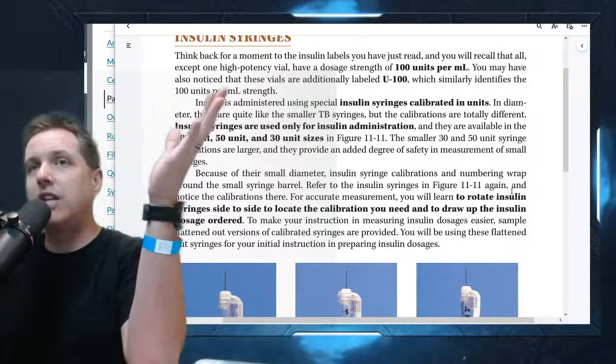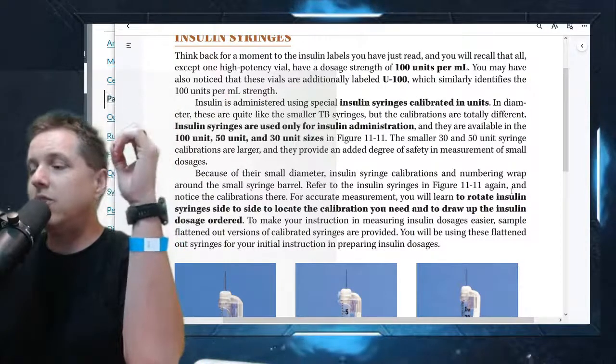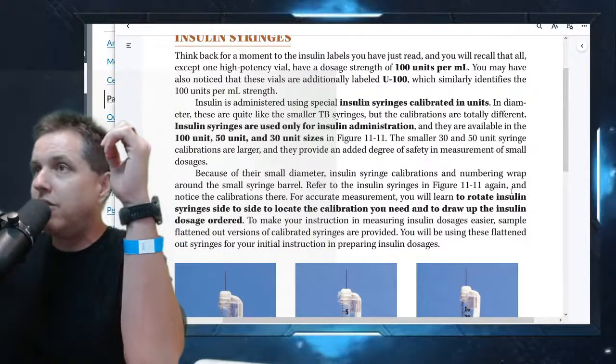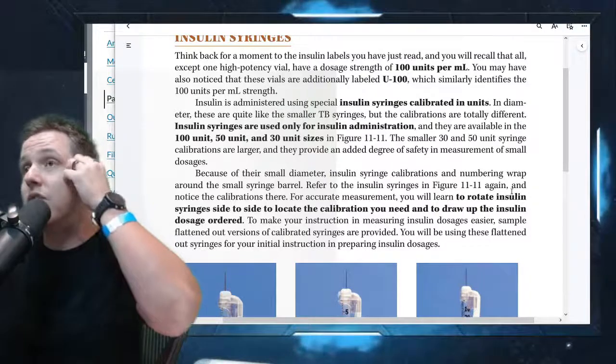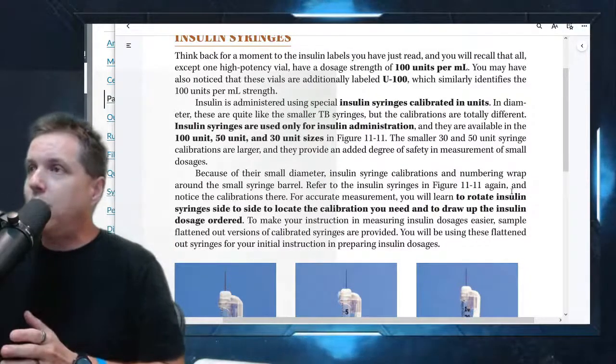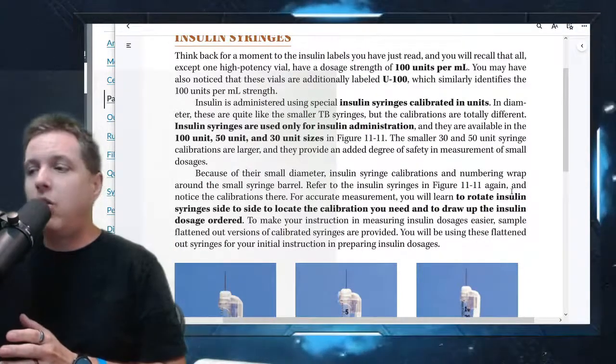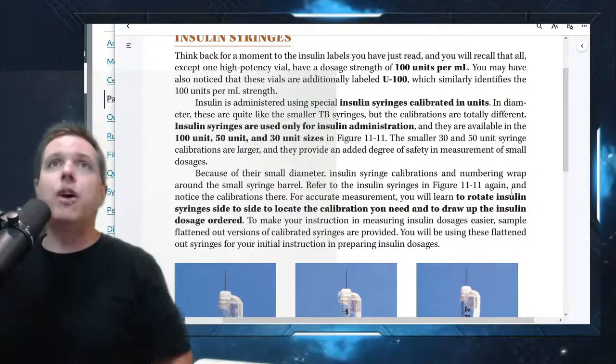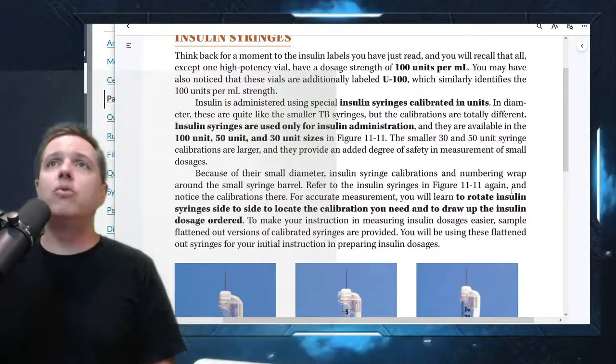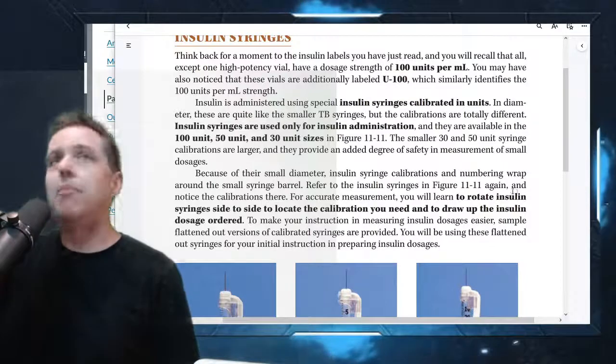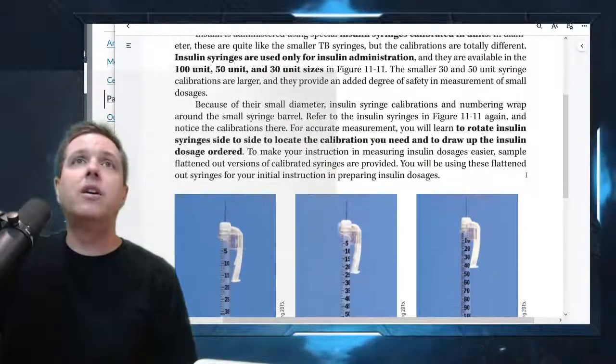So if you're injecting someone with 20 milliliters, then you don't go for the 100 milliliter syringe, right? So it has to be big enough to hold all the solution, but you don't want to go any bigger than you need to, right? There's an example coming up where we look at that.